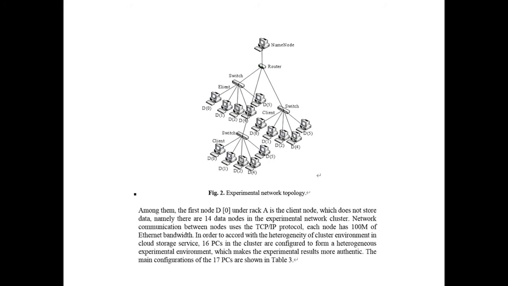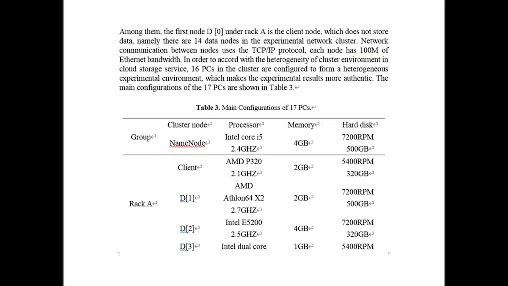Network communication between nodes uses the TCP/IP protocol. Each node has 100 megabits of Ethernet bandwidth. In order to accord with the heterogeneity of cluster environment in cloud storage service, the 16 PCs in the cluster are configured to form a heterogeneous experimental environment, which makes experimental results more authentic. The main configuration of the 16 PCs is shown in Table 3. Among them, the first node D0 under rack A is a client node, which does not store data. Namely, there are 14 data nodes in the experimental data cluster.